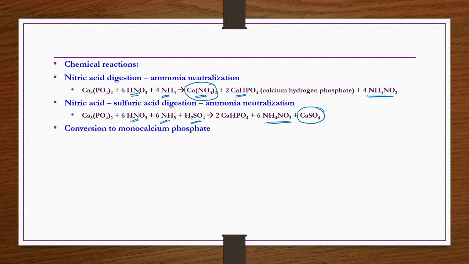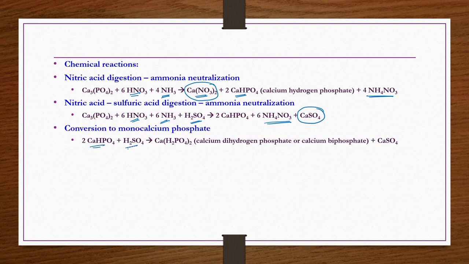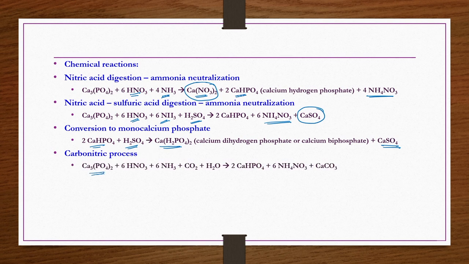Now conversion to monocalcium phosphate. This calcium hydrogen phosphate further reacts with the sulfuric acid to give calcium biphosphate and then calcium sulfate. Carbonitric process: here calcium phosphate reacts with the nitric acid, ammonia, carbon dioxide and water. Since you have the carbon dioxide also in the reactants, it is known as the carbonitric process, because both carbon dioxide and nitric acid are there. When this reaction takes place, you get calcium hydrogen phosphate along with the ammonium nitrate and then calcium carbonate.